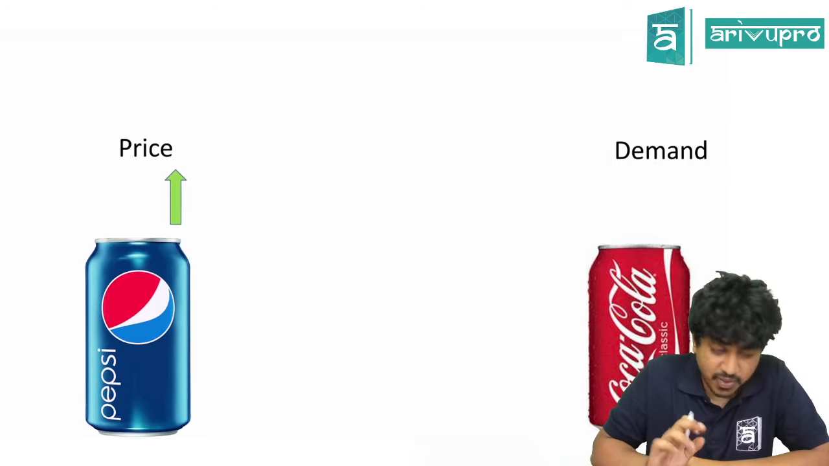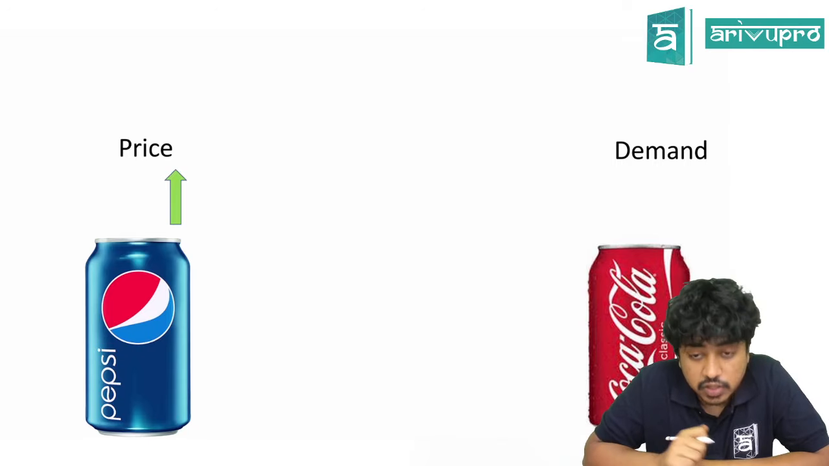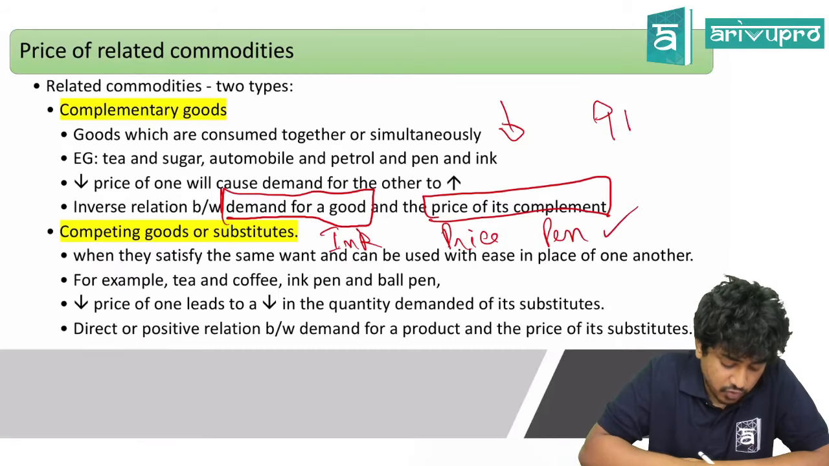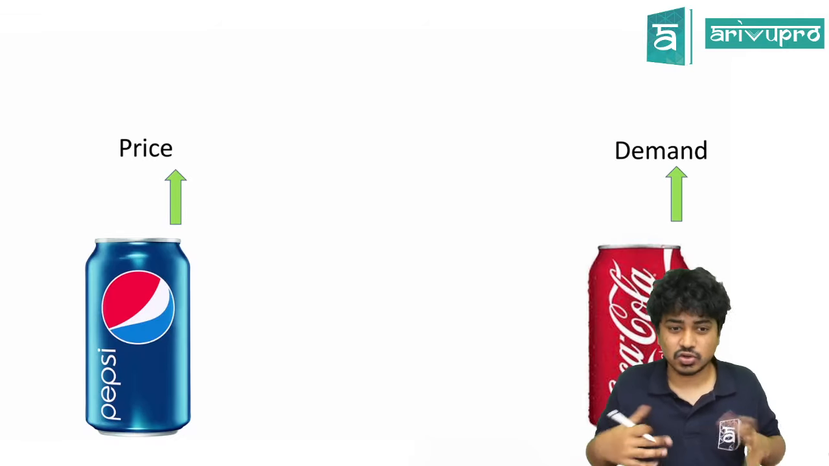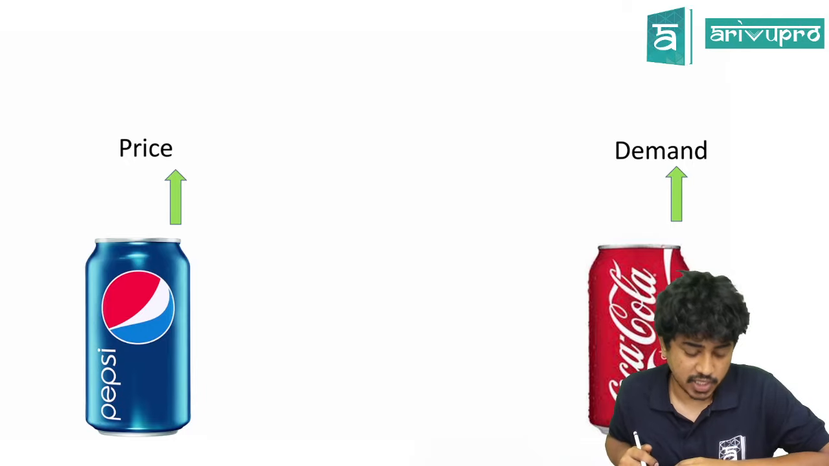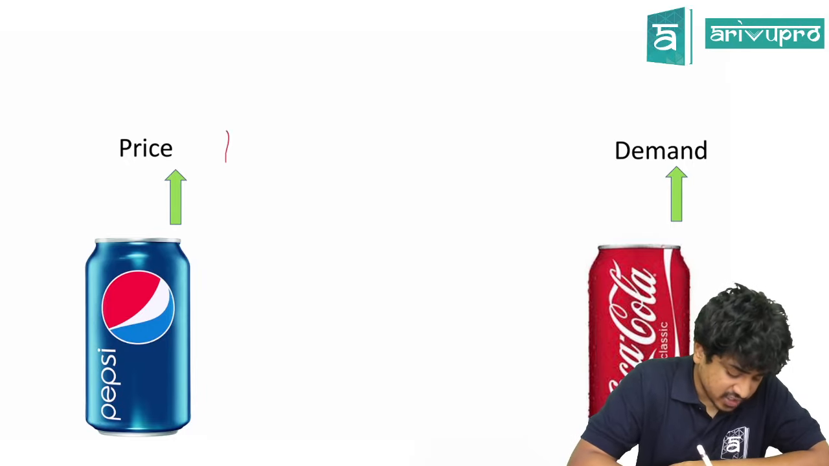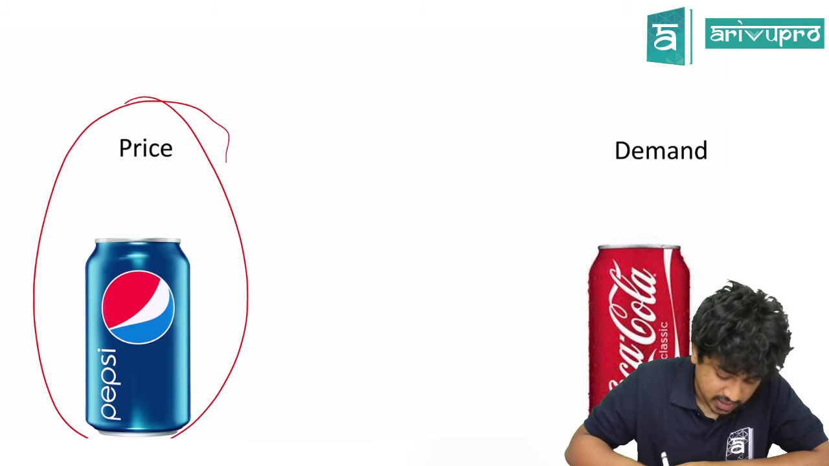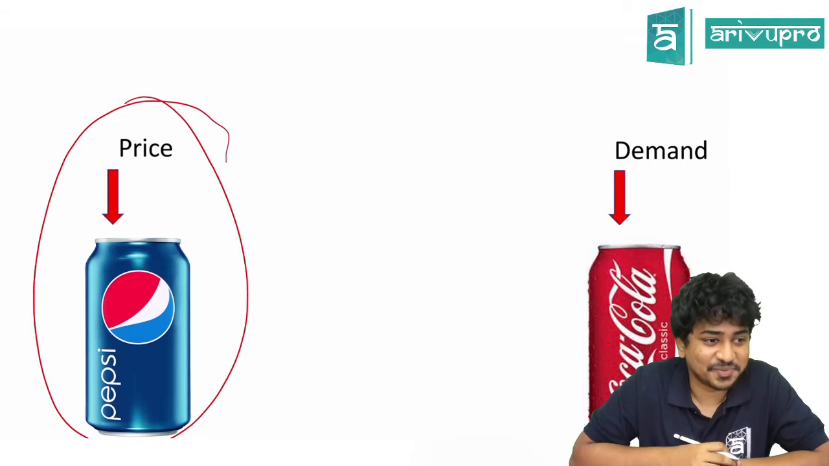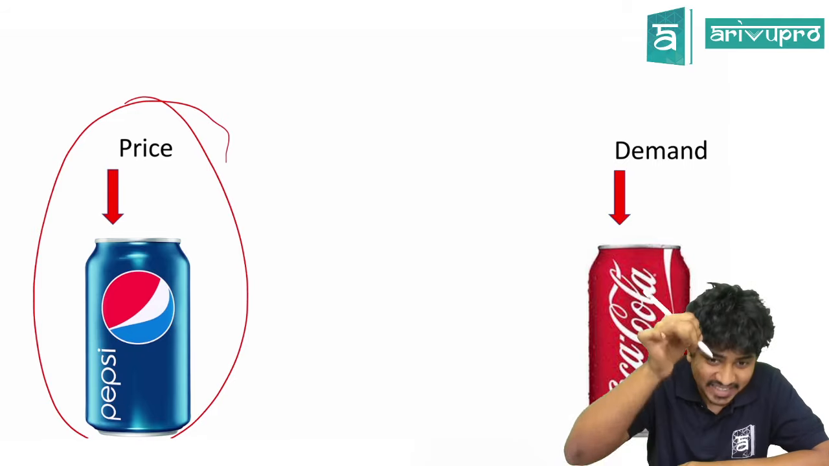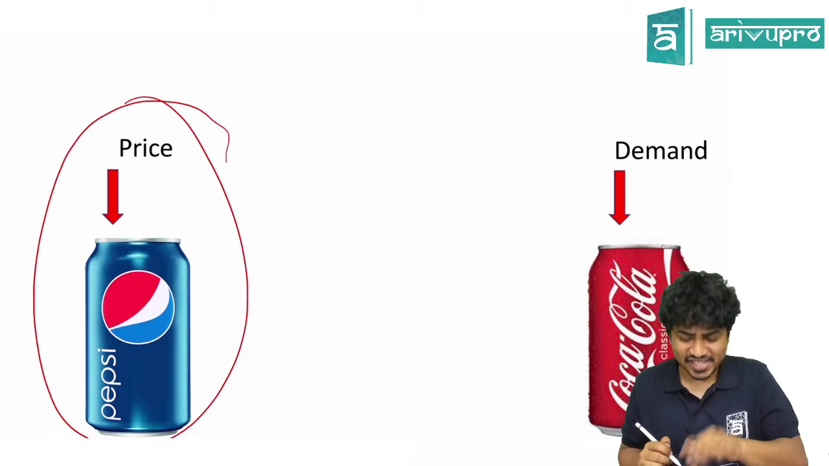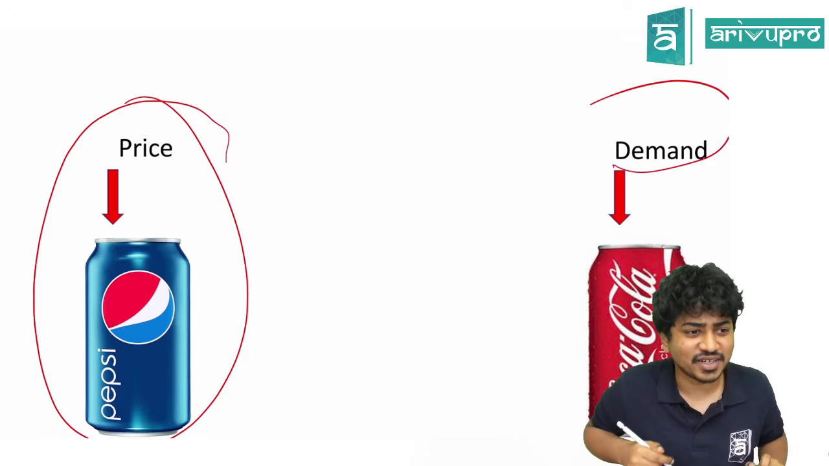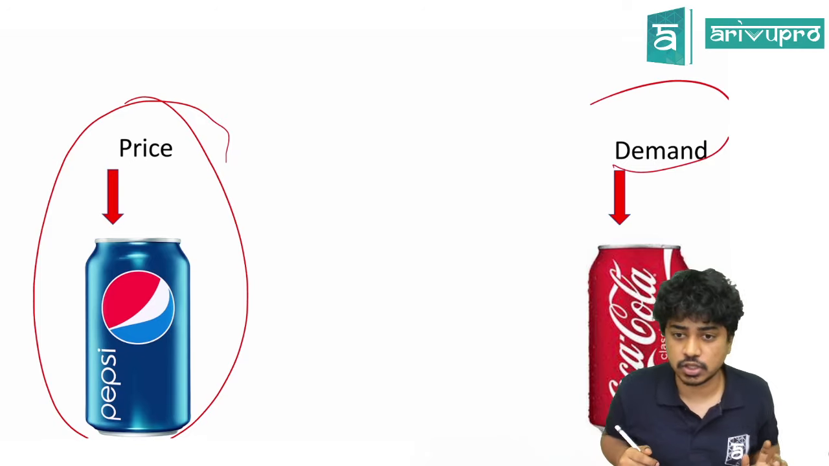Now, if the price of Pepsi increases, the demand for Coke will increase. Before we move on, I'll tell you the logic behind this so that you can understand. Students might get confused: if the price of Pepsi is decreasing, why is Coke's demand decreasing? What wrong has Coke done, sir? Why should demand decrease, you will be asking. I'll explain it to you.